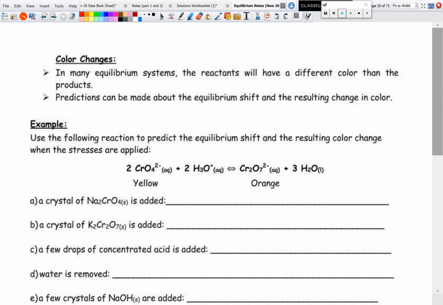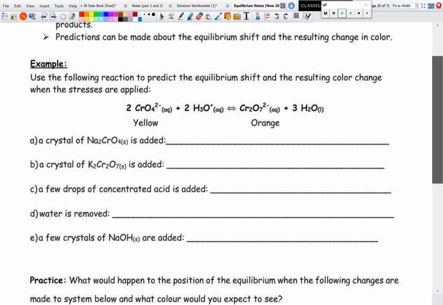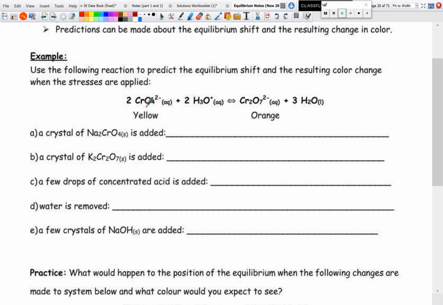Now, a lot of these questions are going to come with color change, because if we're looking at equilibrium systems that have color, we can predict what color we will see once a new equilibrium is established. So for example, right here we have all aqueous ions. This is an equilibrium for the chromate ion turning into the dichromate ion. Chromate ion is yellow, dichromate is orange.